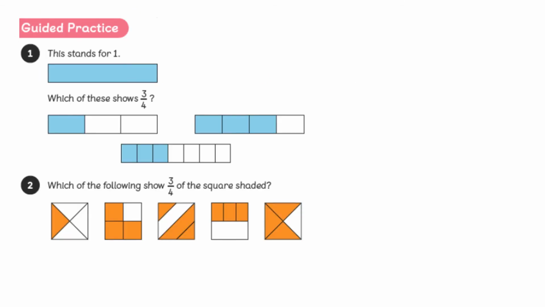Okay, so in your guided practice today, you are being shown this blue rectangle, and it tells you this rectangle stands for 1 or 1 whole. Then it asks which of these shows 3/4. You've got 3 options here to pick from. Question 2 says, which of the following show 3/4 of the square shaded? I'm going to give you a very helpful hint here. Remember, it's really important that you're looking out for equal parts so that the correct fraction is being shown. This shouldn't take you too long. This should take about 5 minutes. Pause the video and have your best go.